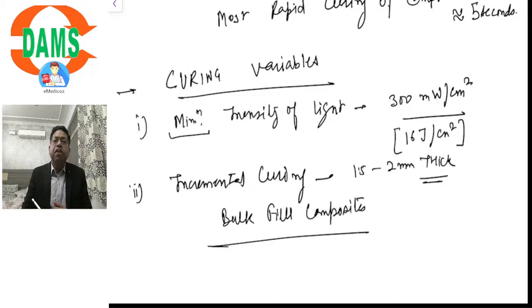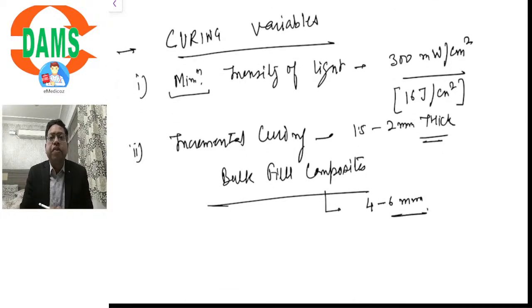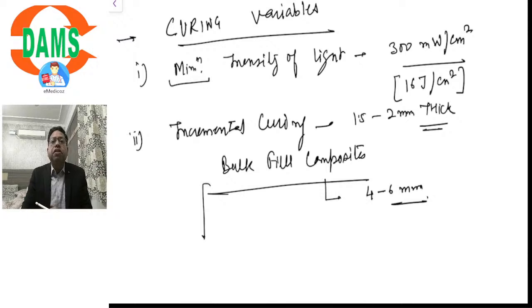What is the meaning of bulk fill composites? We can build up the restoration in increments as thick as 4 to 6 millimeter, more than twice of what is done with conventional composites. Why? They can be placed in such thickness because they allow better light penetration.